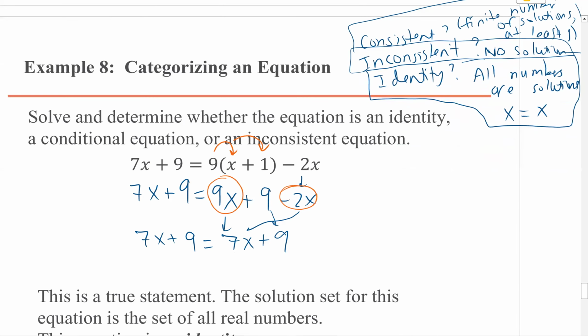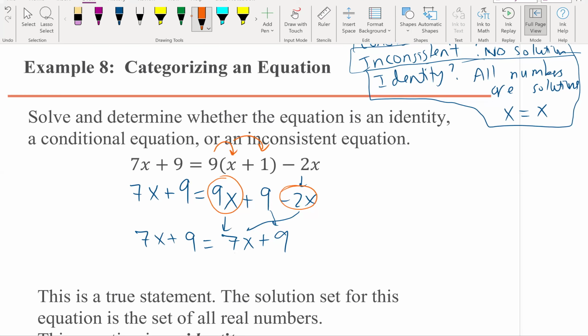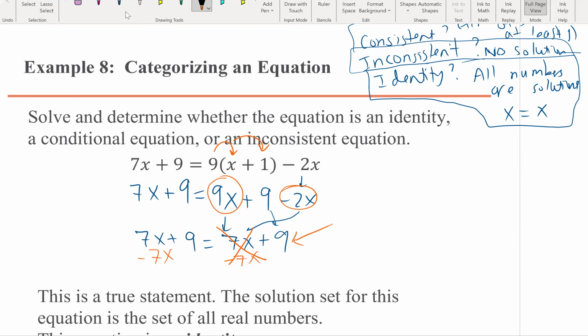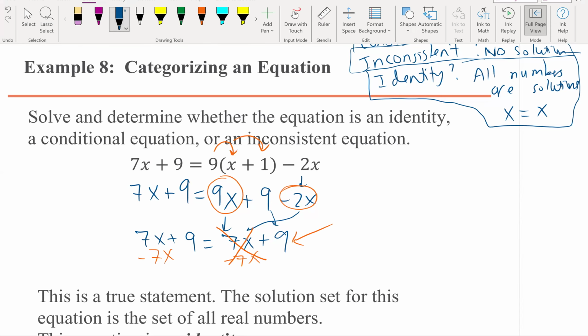Now I'm seeing this is 7x plus 9 equals 7x plus 9. That's always true. The left side and the right side are exactly the same. So I'm kind of expecting something weird to happen, but let's pretend it's not going to. Let me move this 7x to the left side to try to get the variable terms on the left. But the 7x minus 7x on the left becomes 0, nothing.